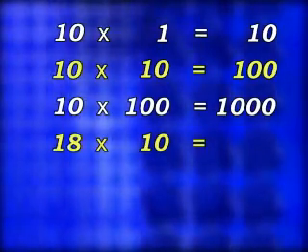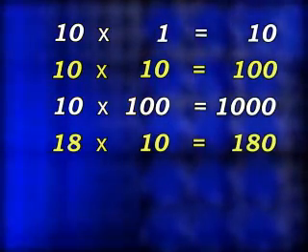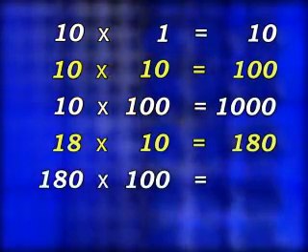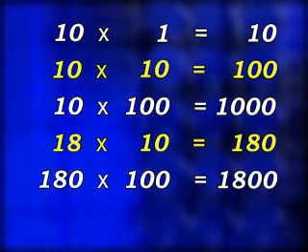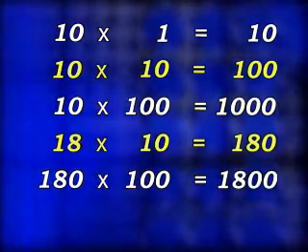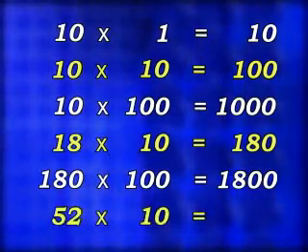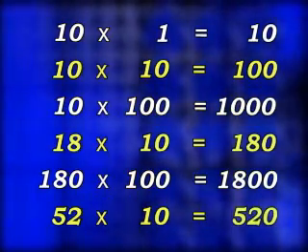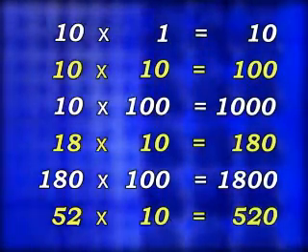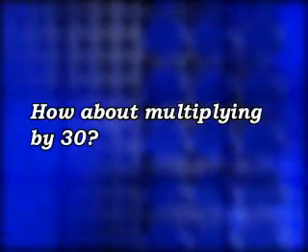18 times 10, add a 0, 180. 180 times 10, add a 0, 1800. 52 times 10, add a 0, 520. Easy, wasn't it? But how about multiplying by 30?